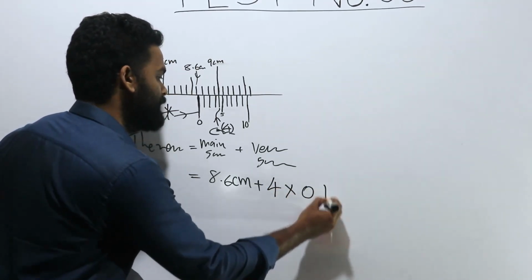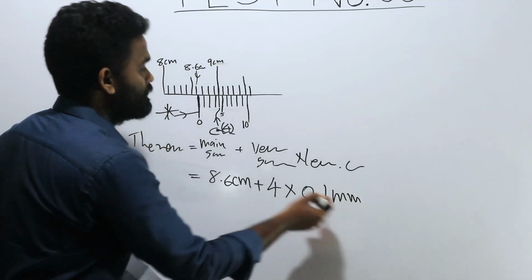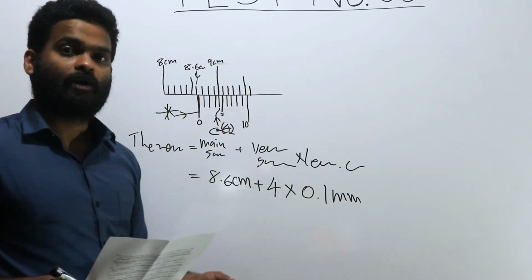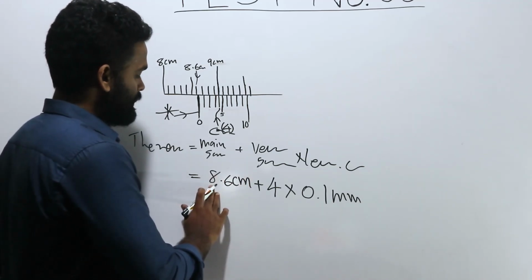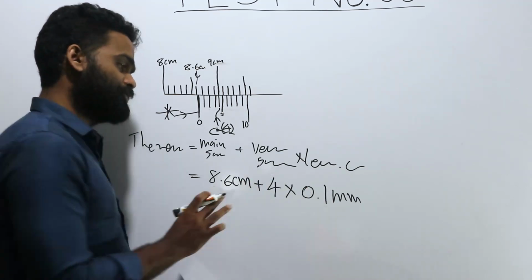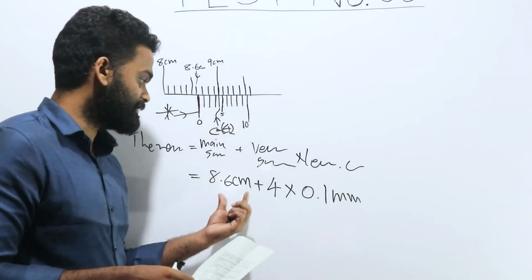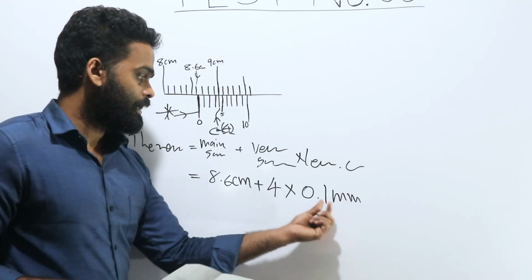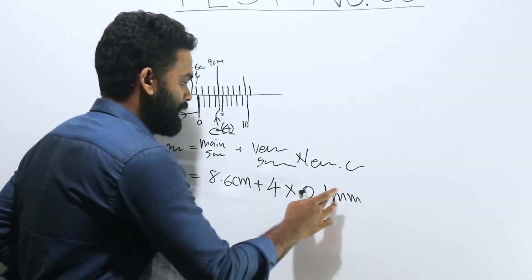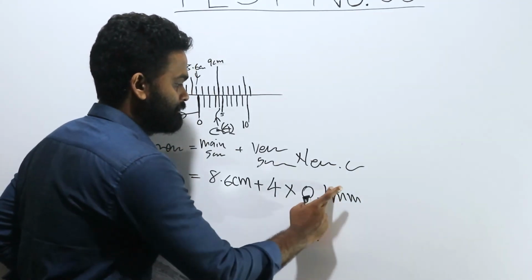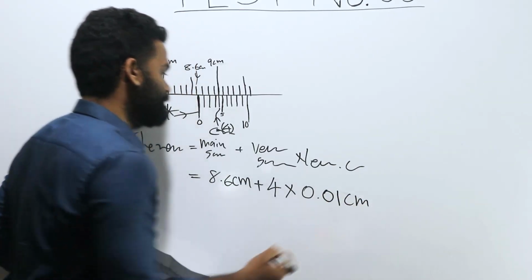Then just multiply it by the least count. The least count of this Vernier caliper should be 0.1 millimeters. But when you add these, you have to make sure that both parts are in the same unit. If this is in centimeters, this also should be in centimeters. Since this is in millimeters, I can convert it into centimeters by dividing by 10. So the least count becomes 0.01 centimeter.